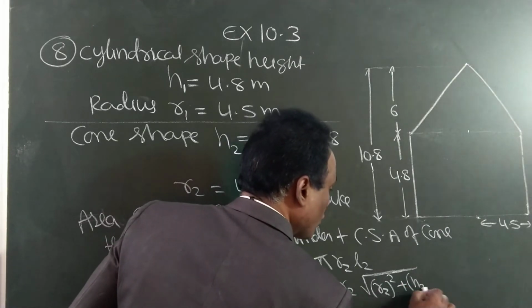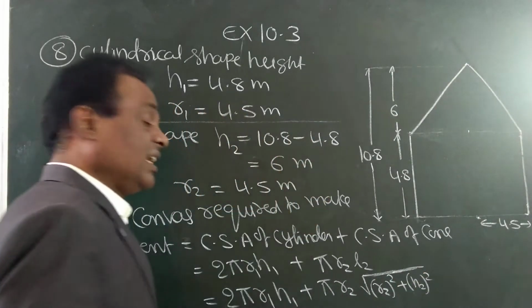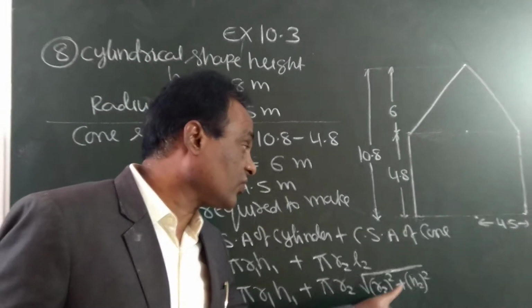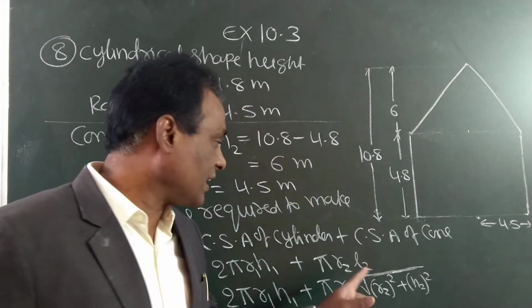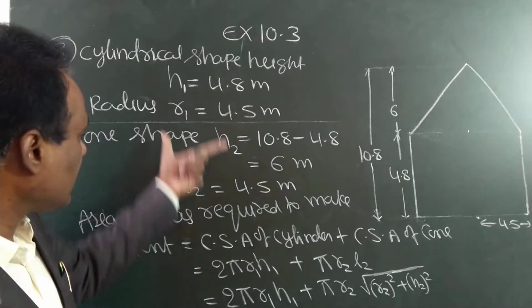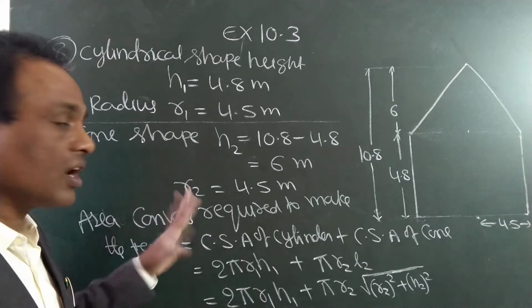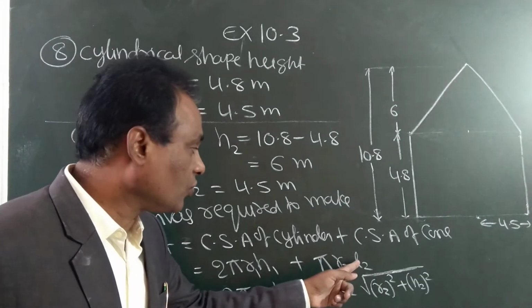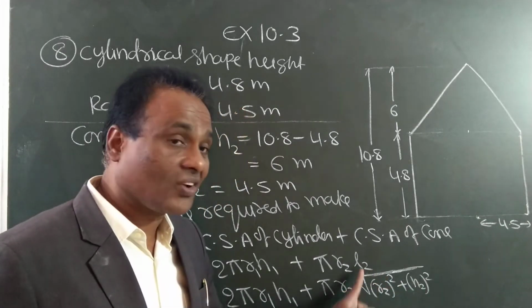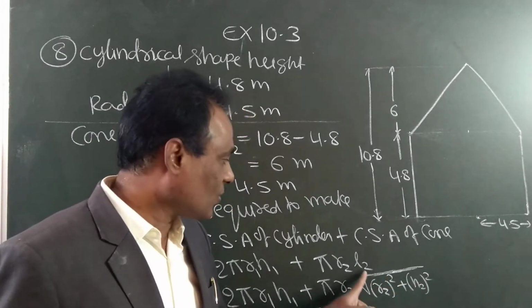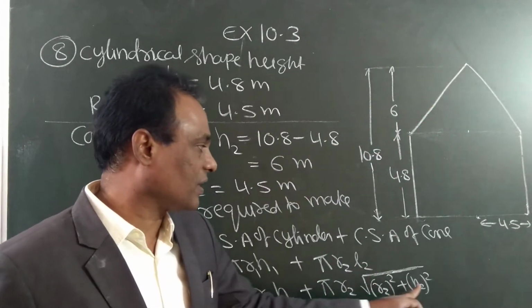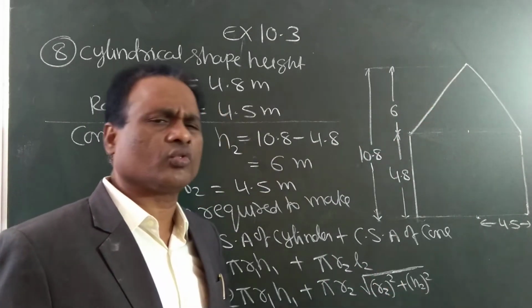See the formula for cone. In the cone, L is equal to root of R square plus H square. L is not given, so there is no L here. Only H2 and R2 are there. To find L, we have this formula: root of R2 square plus H2 square. Since I am taking the cone as 2, it is R2 square plus H2 square.